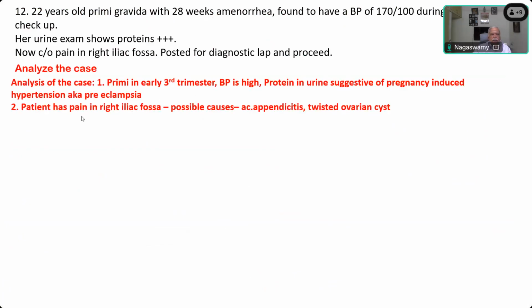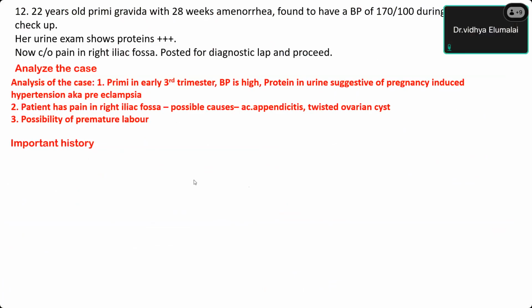And the patient has pain in the right iliac fossa. Possible causes are non-pregnancy related, like appendicitis or a twisted ovarian cyst, whatever it may be. And there is the possibility of premature labor, because if you do any intervention at this stage, there is a possibility of premature labor and expulsion of the fetus. So these are the challenges in this case. What important history should you ask for? Because now you know that in the case of preeclampsia, what history should you ask for?